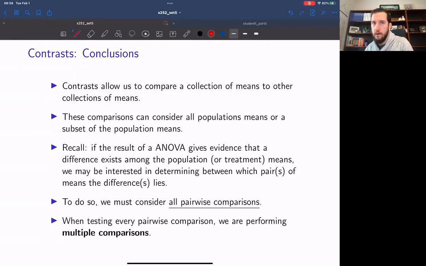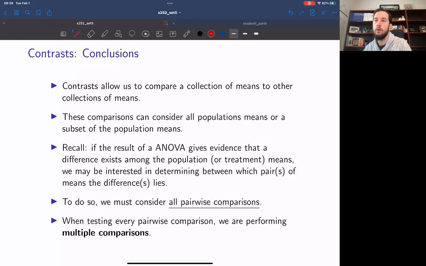When we run an ANOVA, we get out a result that basically says a difference exists among the means. Okay, so determine where that difference lies. The tool that we use to find the difference is a special kind of contrast called a multiple comparison.